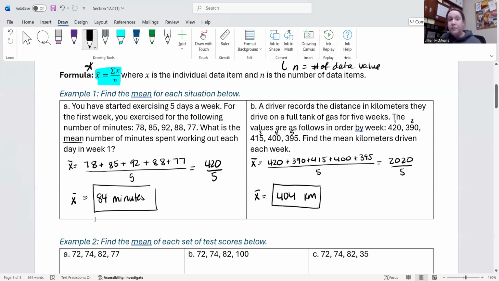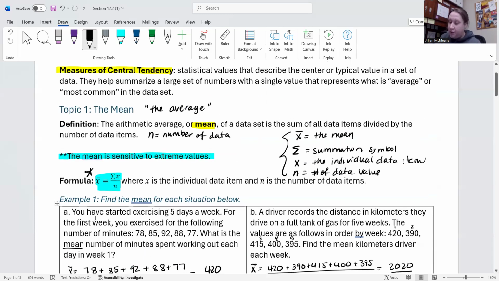Okay? Now, up here in blue, I'll put a big star by it. I said that the mean is sensitive to extreme values. So we're going to look at something where you can see how those extreme values will pull your mean one way or the other.